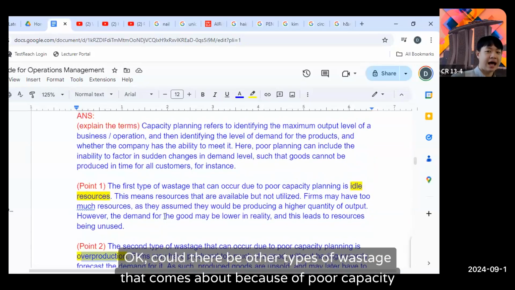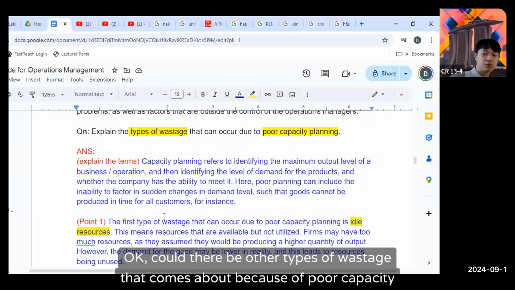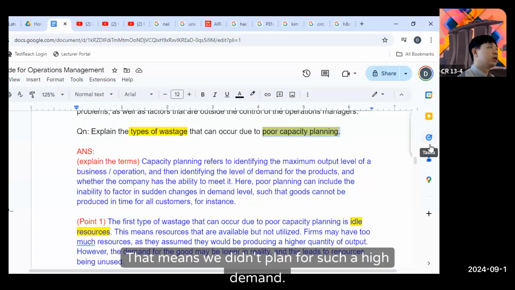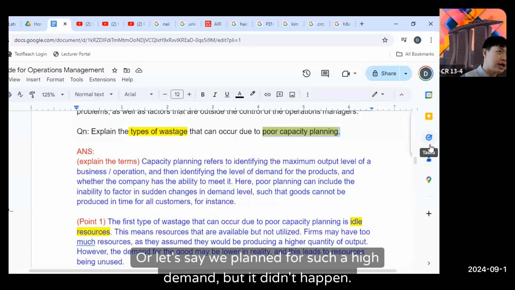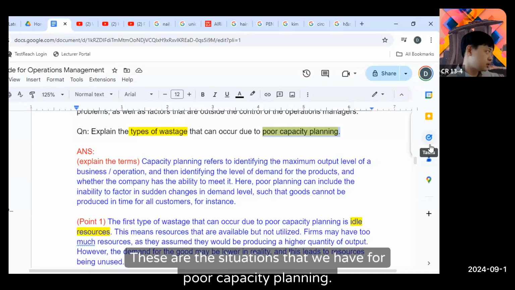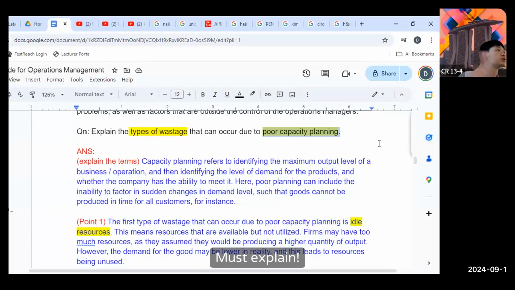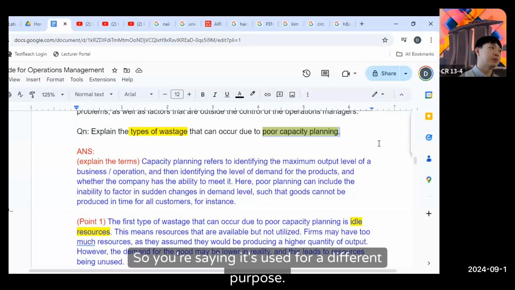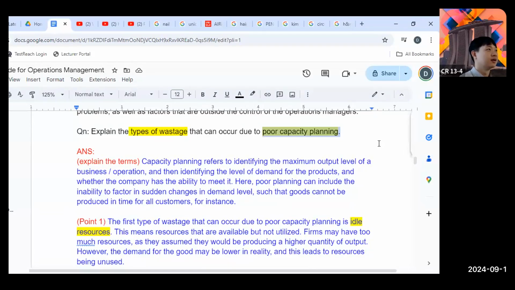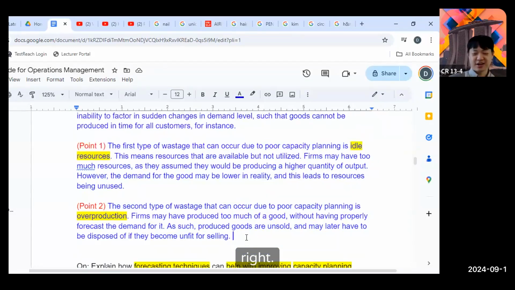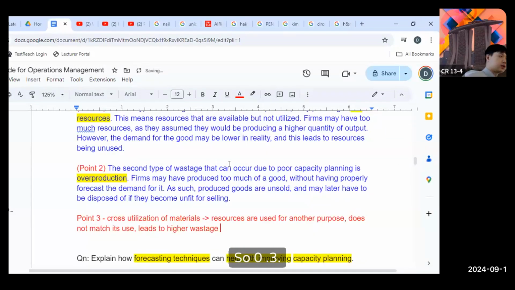Could there be other types of wastage that come about because of poor capacity planning? That means we didn't plan for such a high demand, or let's say we planned for such a high demand, but it didn't happen. These are the situations that we have for poor capacity planning. Wrong utilization of the resource. So you're saying it's used for the wrong or a different purpose, and due to that, it increases wastage because it's not suitable. So that's point 3.